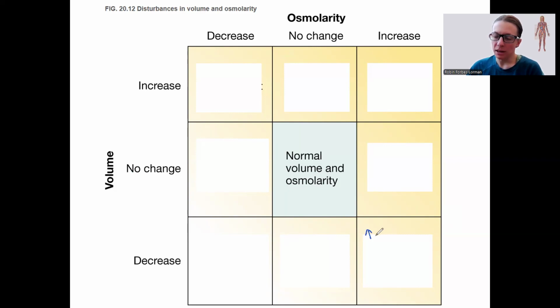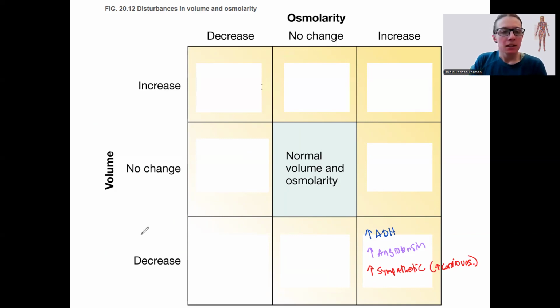So what did we have with that? We had increased ADH. I'm going to color code this. So let me switch. We had an increase in angiotensin. And we had an increase in the sympathetic activation of the cardiovascular system. I'm just going to write that. I'll put increased cardiovascular at this one place. I'm not going to write that out the other places. Okay, right? So what would this look like?